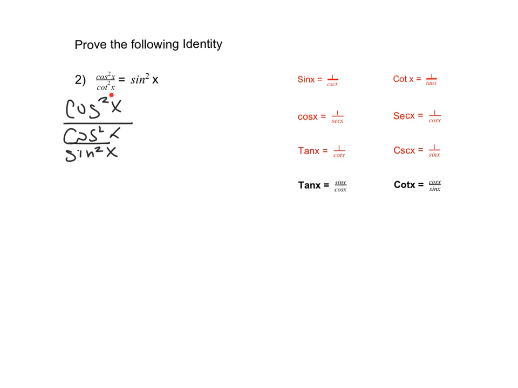When I do division, I'm just going to multiply by the flip. So this is just going to be cosine squared x, and I can put it over 1, and then I'm going to flip this. So sine squared x all over cosine squared x. Now look at what you have, and notice this and this. That means we can simplify those. So I'm going to cross those out.